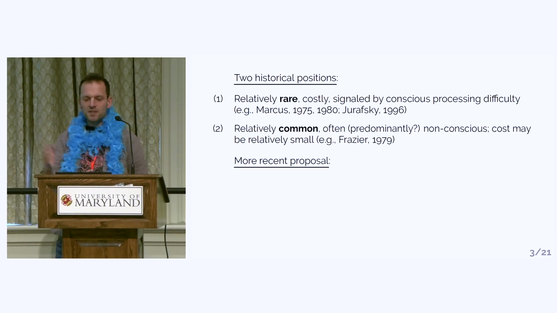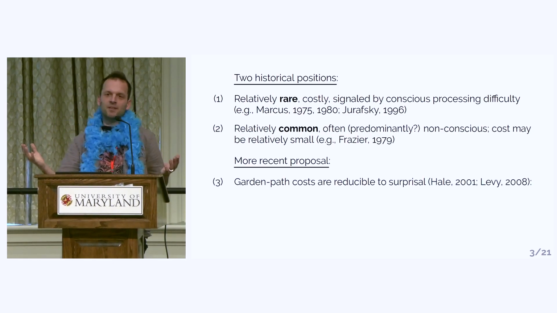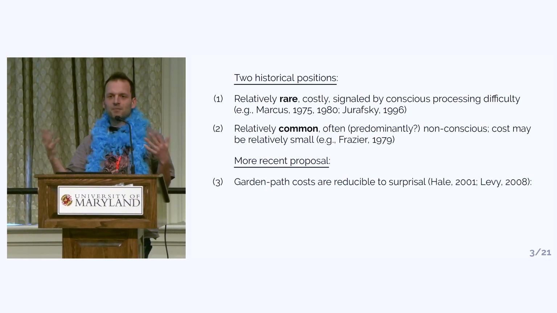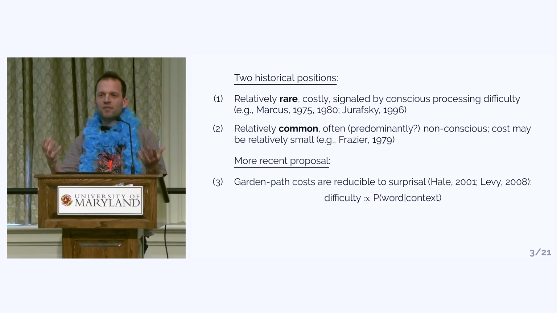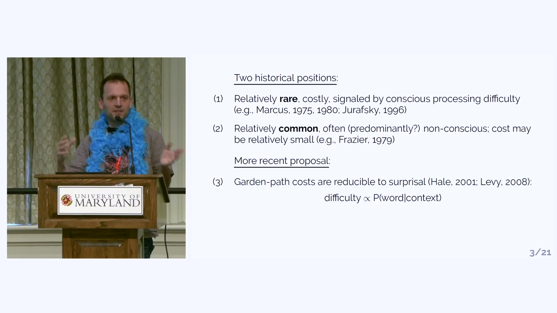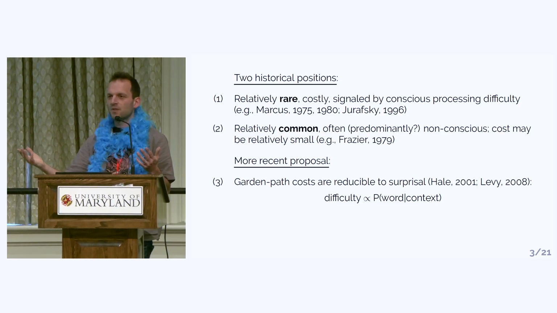And then there's a more recent proposal that basically says, well, all that garden path cost actually is surprisal, right? So it's just a function of how unpredictable the word that comes next is based on the context, all right? So garden pathing under this view is actually nothing special.